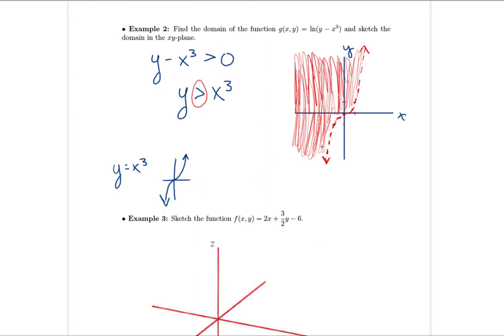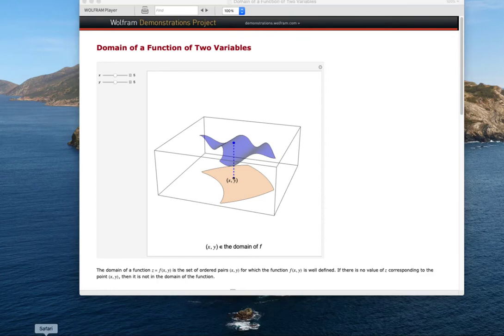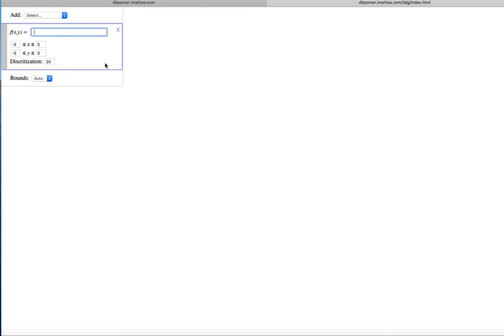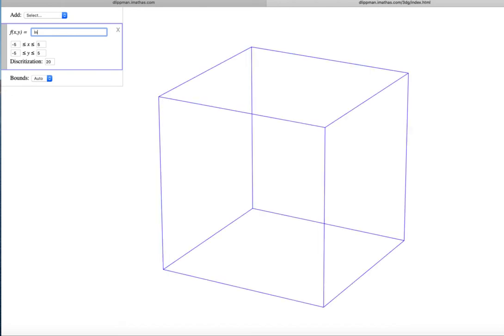Now to see how that really all plays together, let me go ahead and show that. So what I'm going to do here is I'm going to go ahead and graph that function. So the natural log of y minus x cubed.